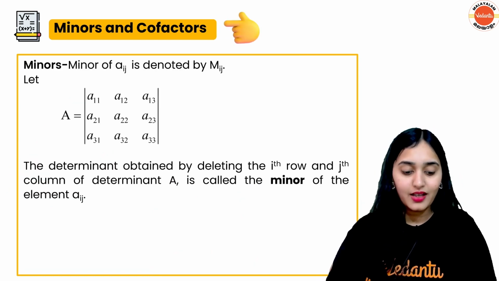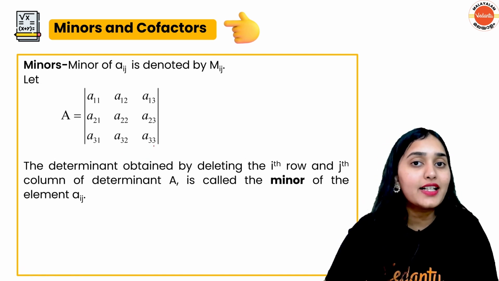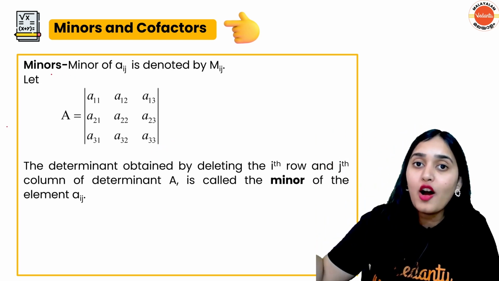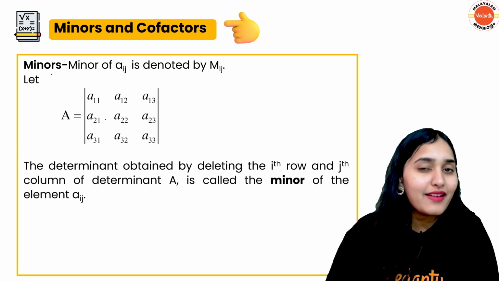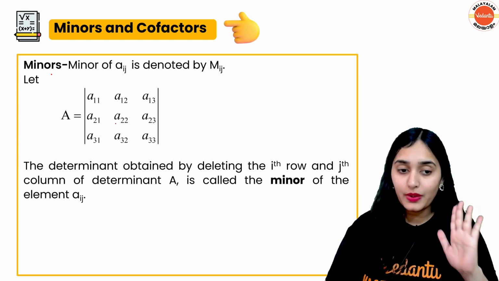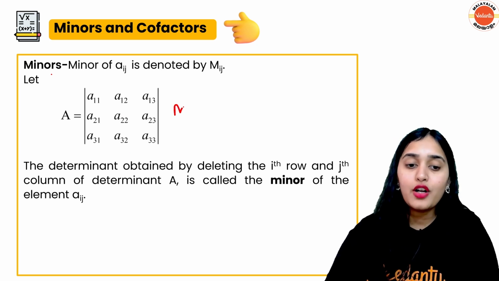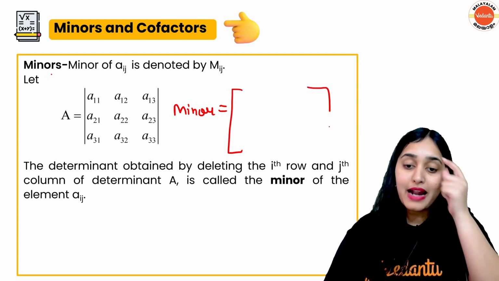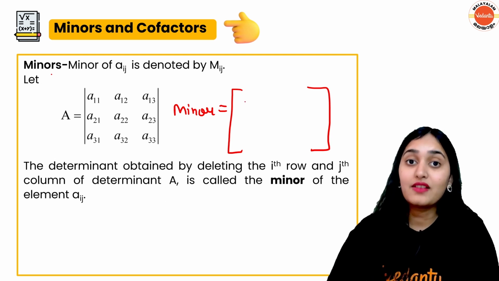Okay. Next, very important: minors and cofactors of a matrix. This is used in calculating the adjoint and inverse of a matrix. Now, what is the minor of a matrix? For minor, what we simply do is, suppose you have a matrix like this, and you want to calculate the minor of this matrix. The minor of this matrix will be again a 3 cross 3 matrix which will have elements. What will be the elements?